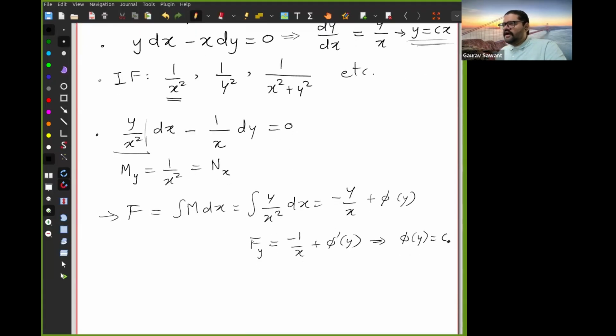So we end up having f is this, right? Minus y over x is equal to some constant. So y equal to minus c naught x. Right? You got the same thing for a different constant. You could try 1 over y square, 1 over x square plus y square, and so on, and you are still going to get a similar result.